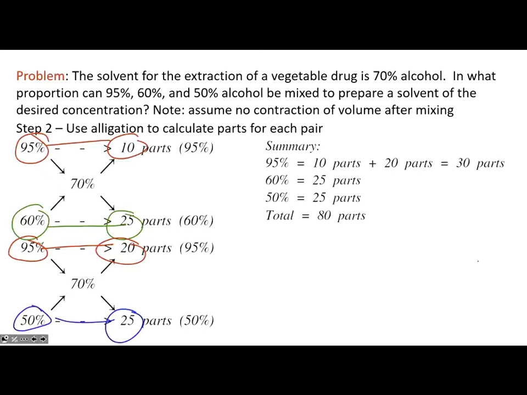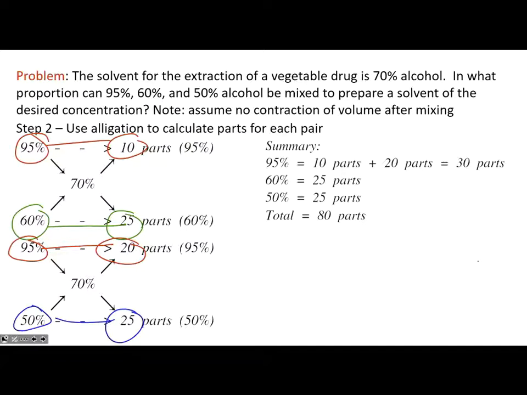So in the end, would you agree that we needed 10 parts of the 95 from the one allegation, but we also need 20 parts from the second allegation. So the total number of parts of 95 is going to be the sum of the both. We had to use that ingredient for both allegations, so we add up all of the parts for that ingredient. So for 95, we have the 10 plus the 20, meaning we need a total of 30 parts of the 95.